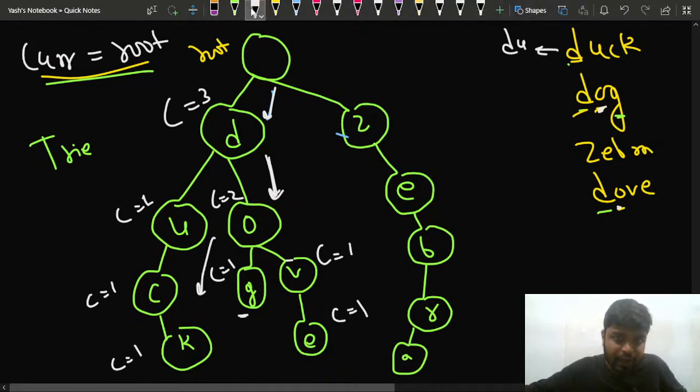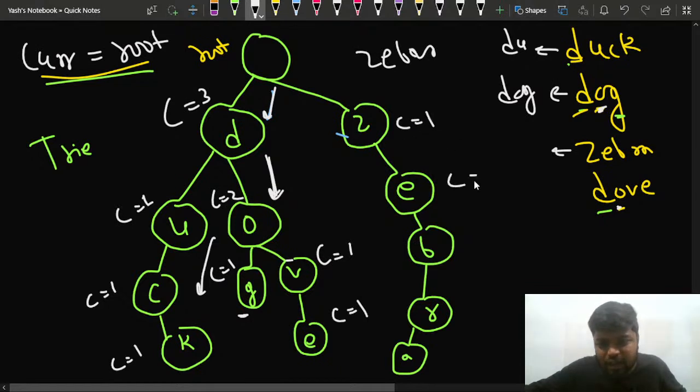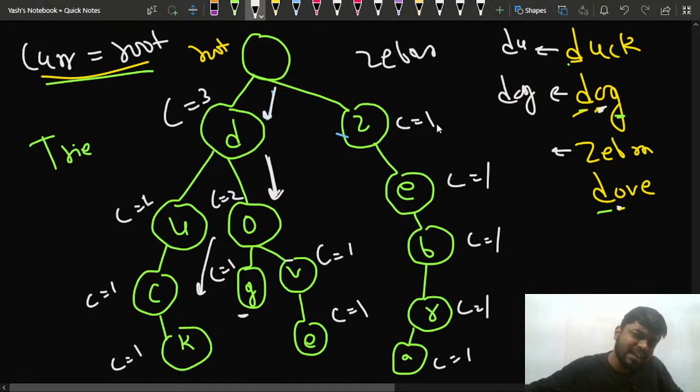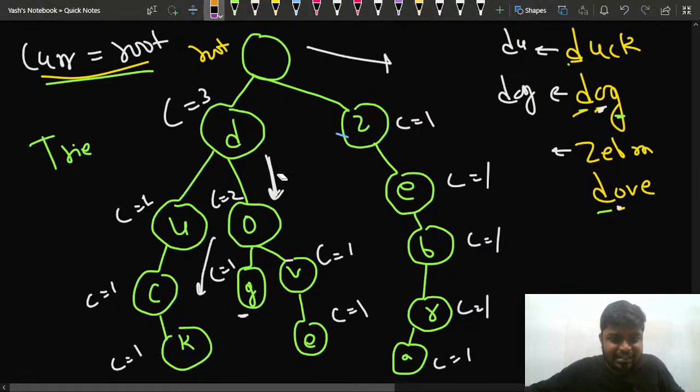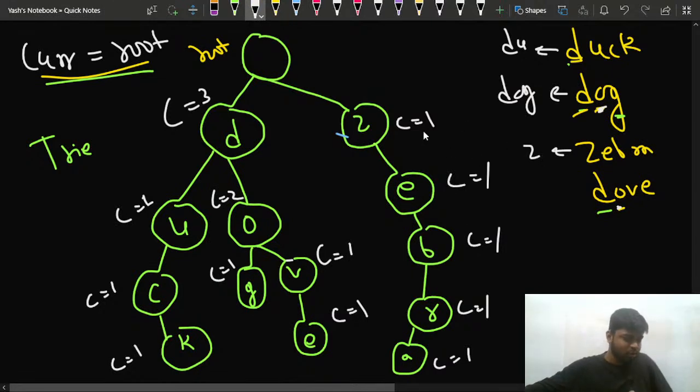So I'll represent it. I'll say okay, perfect. Let's represent DOG. Now I have zebra, right? So if I have zebra, I can definitely say that the counter is 1 here, 1 here, 1 here, 1 here. Since the counter for Z is 1, I can represent zebra with Z only, because the count of Z is 1.